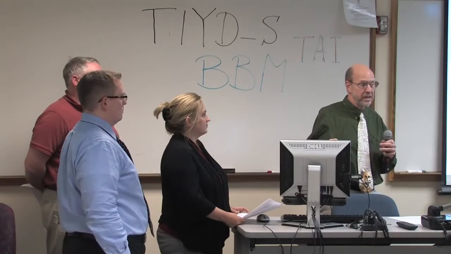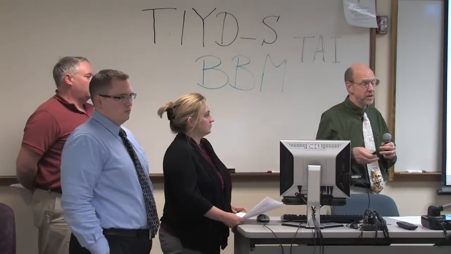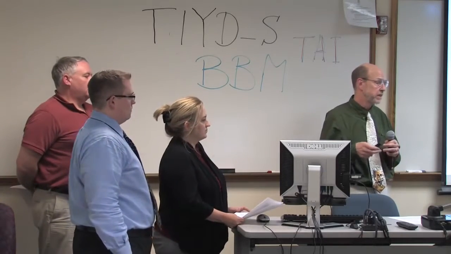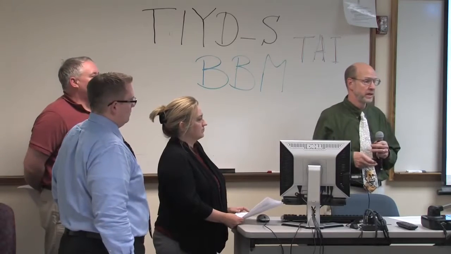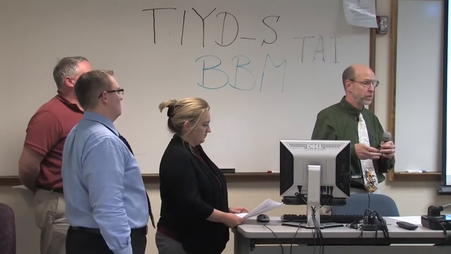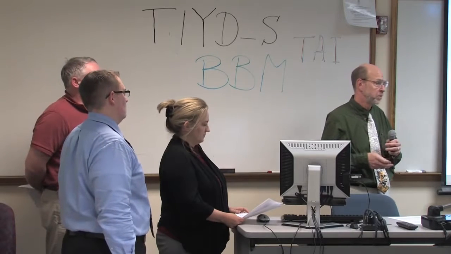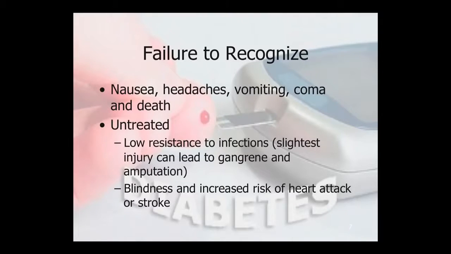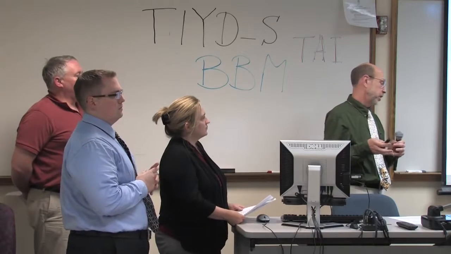Kids aren't active as much as they used to be or should be, and they're finding that these young people are getting diabetes when it used to be just older people or people out of shape or obese people getting it. If you fail to recognize the symptoms, the onset starts with nausea, headaches, vomiting, ultimately going into a coma or even death.